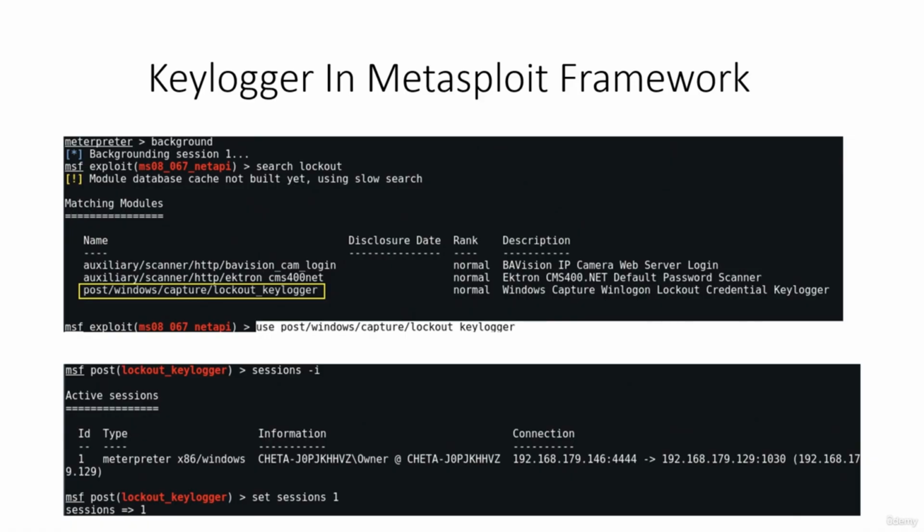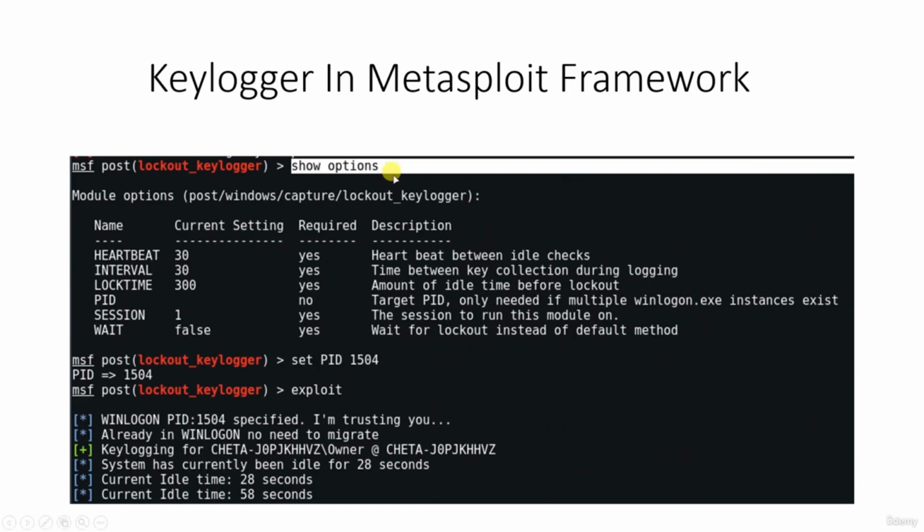After that, you have to set your PID value. Just type show options, it will give you all of those details. As you can see, no PID value is set. So previously what I had to do is set the PID value. So set PID 1504. Then this PID will be set in here. As you can see, the PID is set to 1504. Then after that, just simply type exploit.